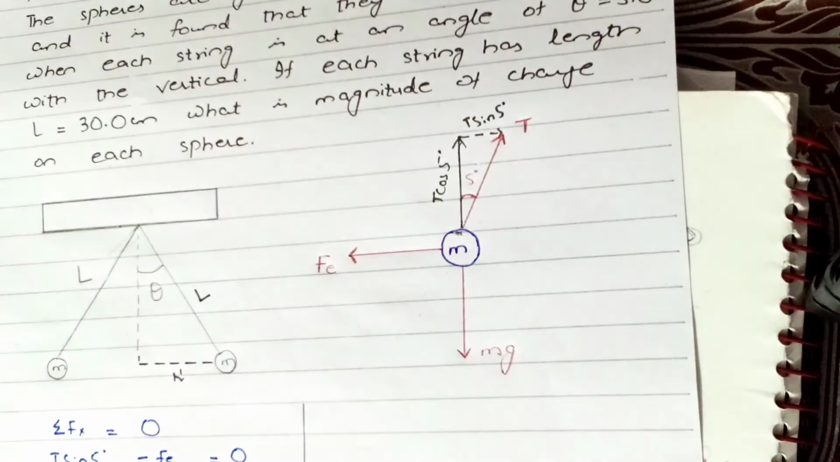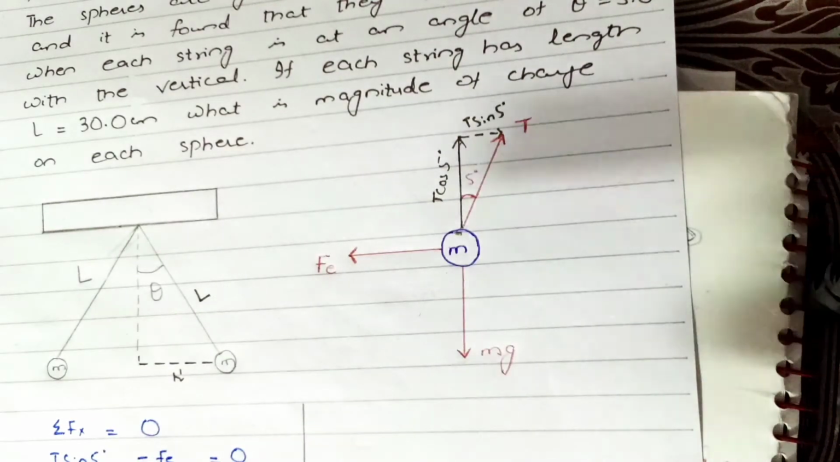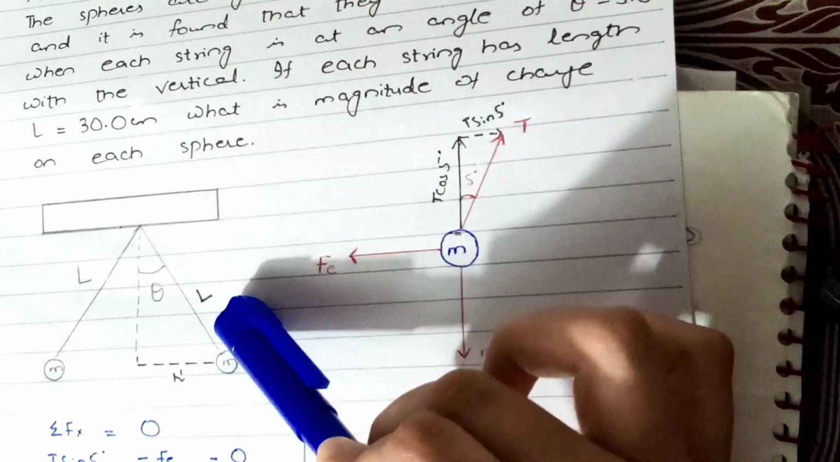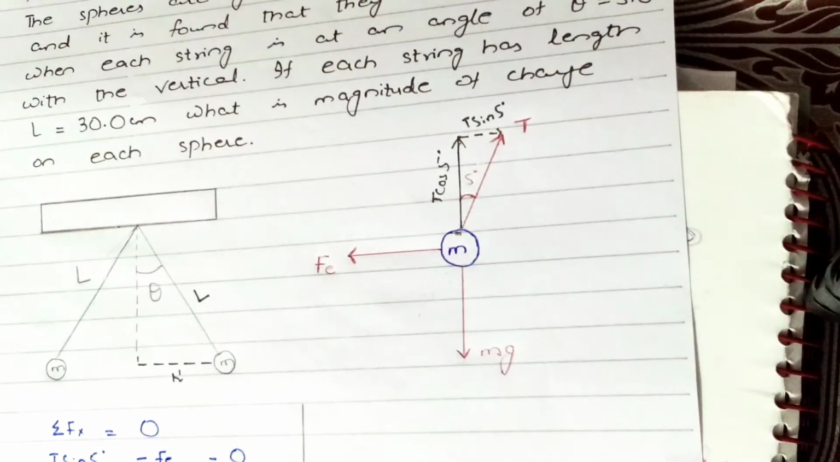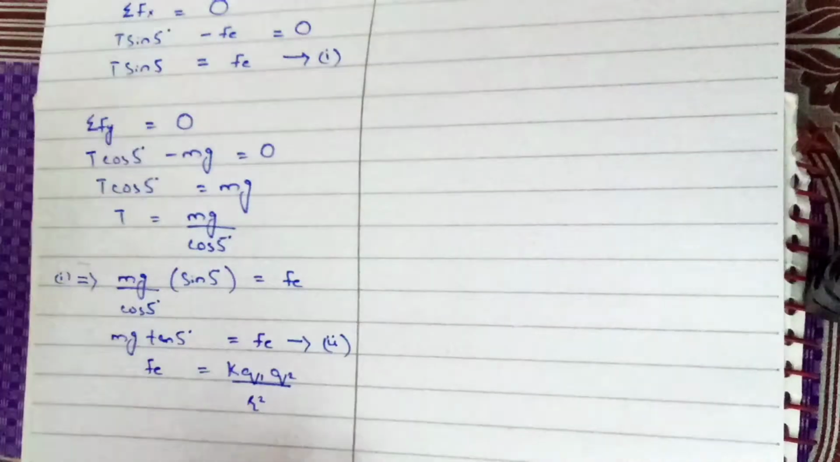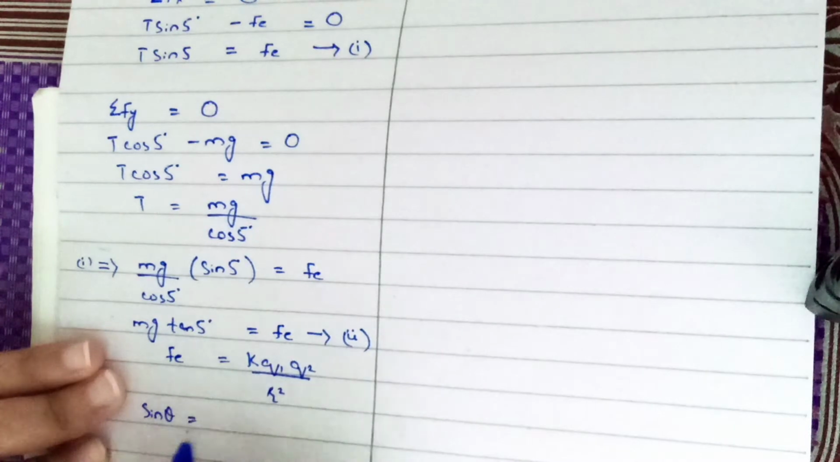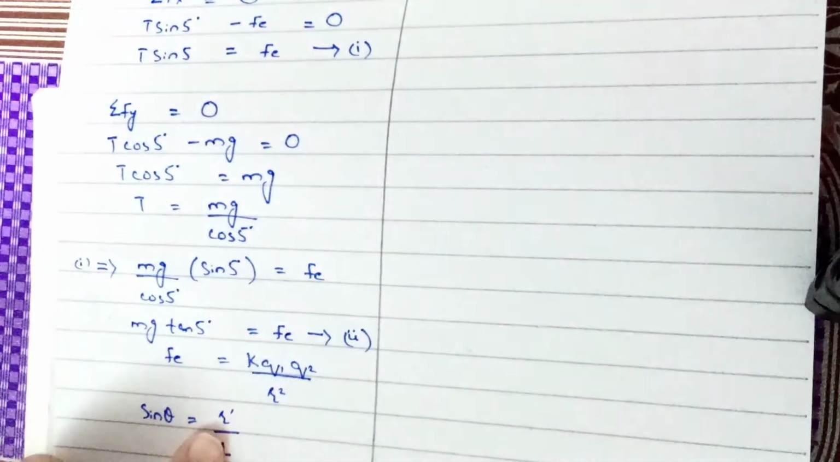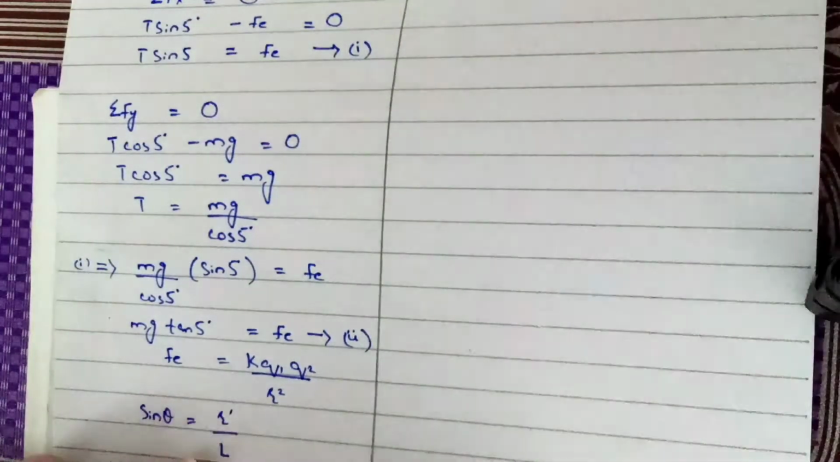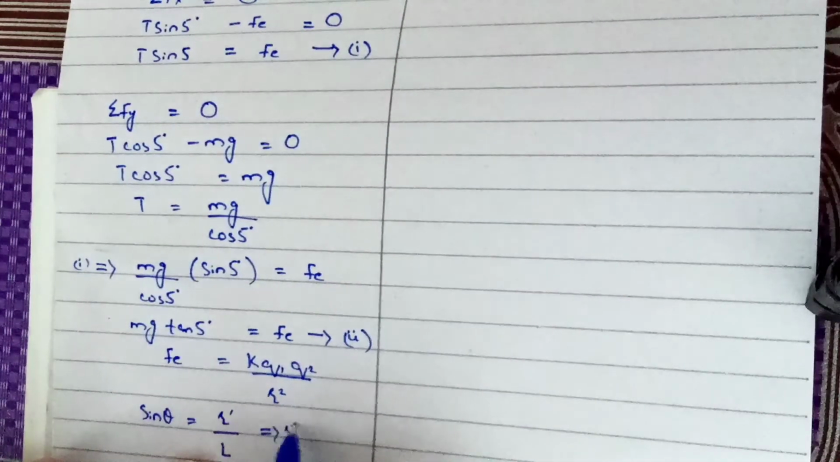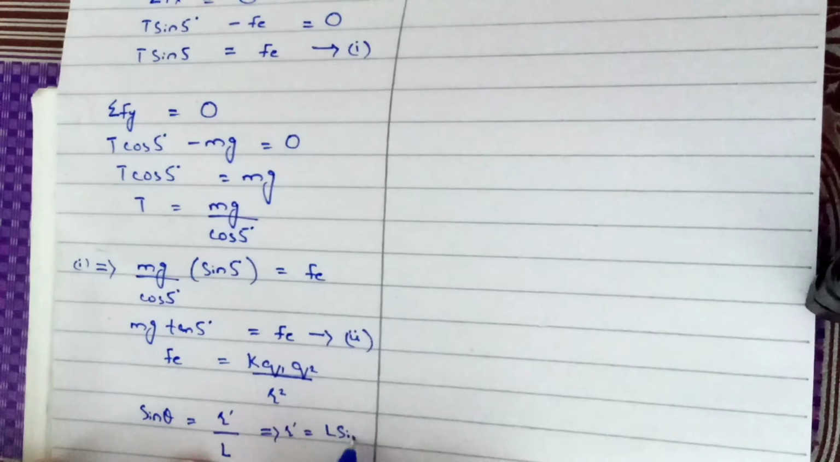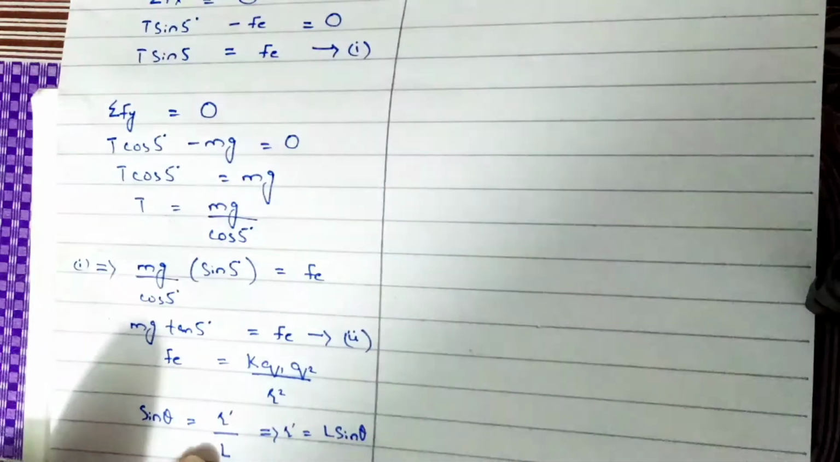Now, if I want to find sine theta of this right angle triangle, it will be R dash over L, because we know sine theta is perpendicular over hypotenuse. So sine theta for this right angle triangle will be R dash over L. And if I want to find R dash, it will be R dash equals L sine theta. Right, students?